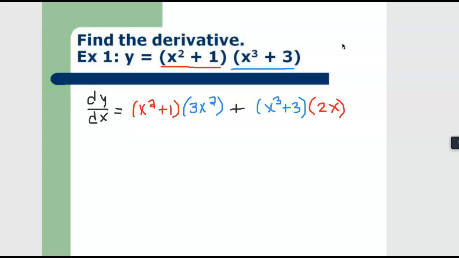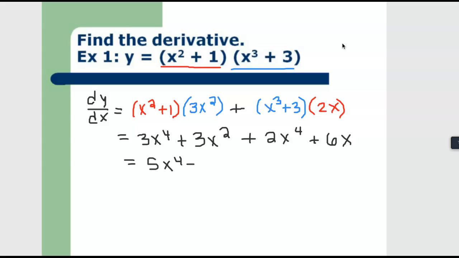So you have first times derivative of the second plus second times derivative of the first. Now we have to clean this up algebraically. So we get 3x to the fourth plus 3x squared plus 2x to the fourth plus 6x. Combining like terms, I get 5x to the fourth plus 3x squared plus 6x.